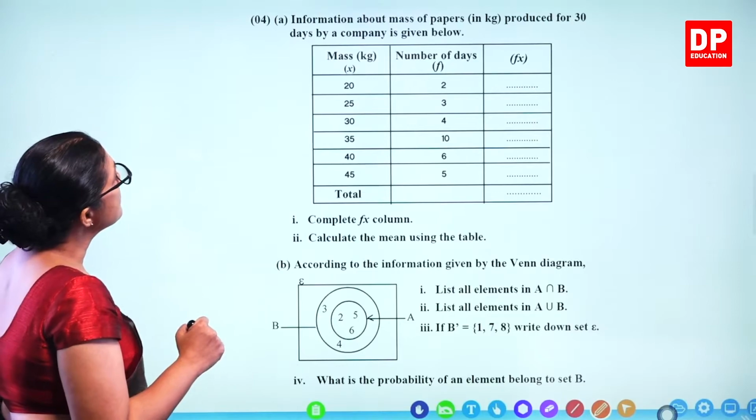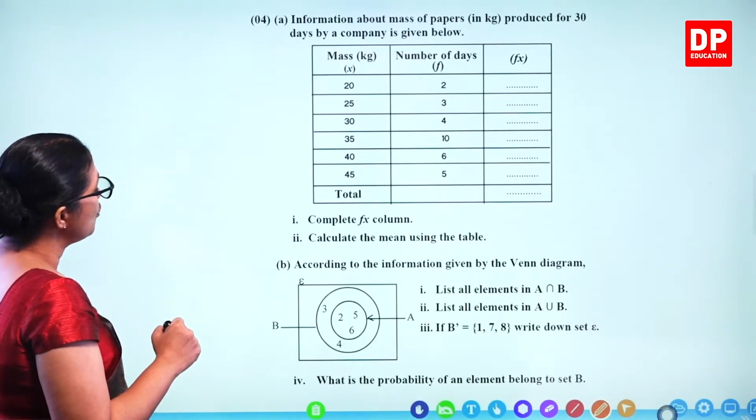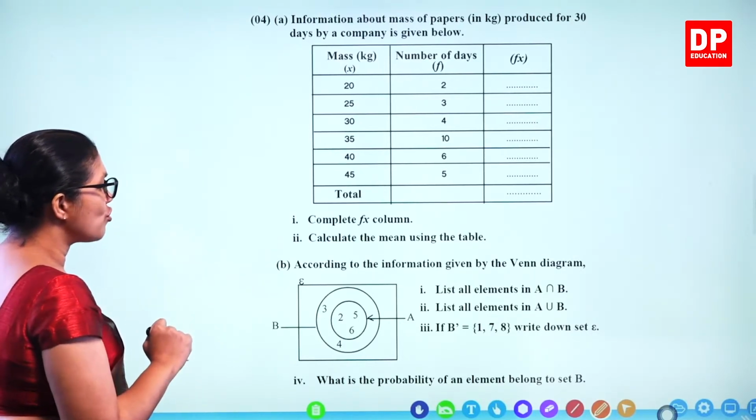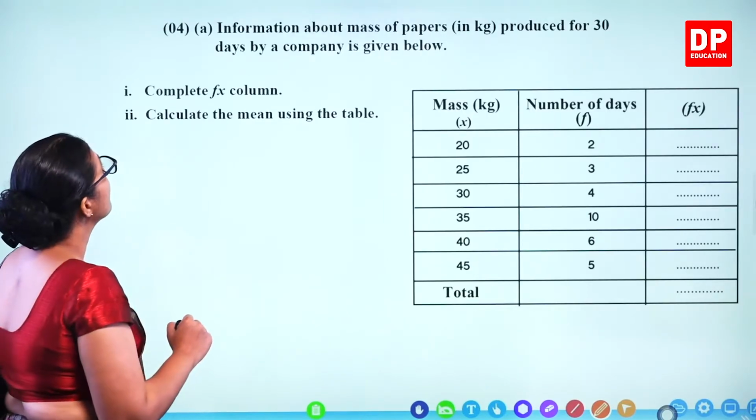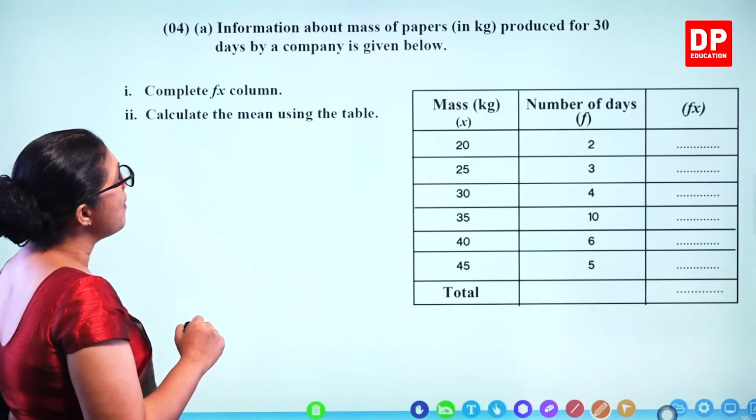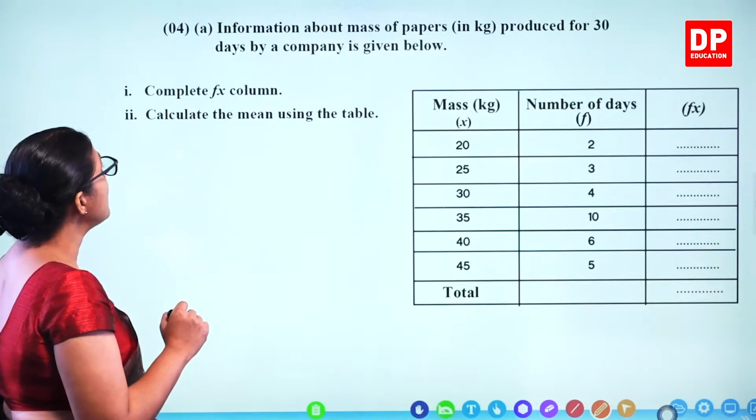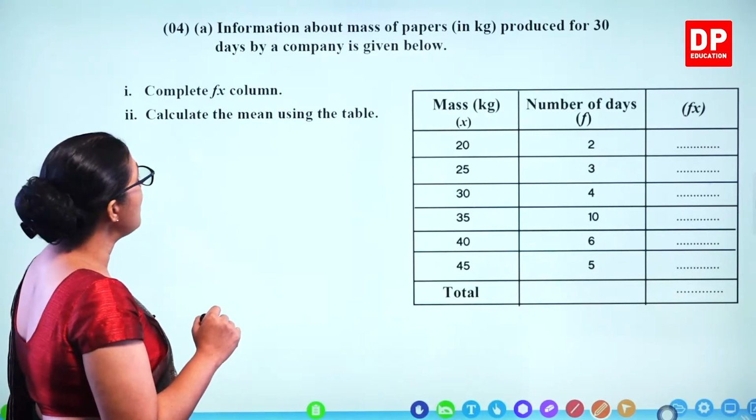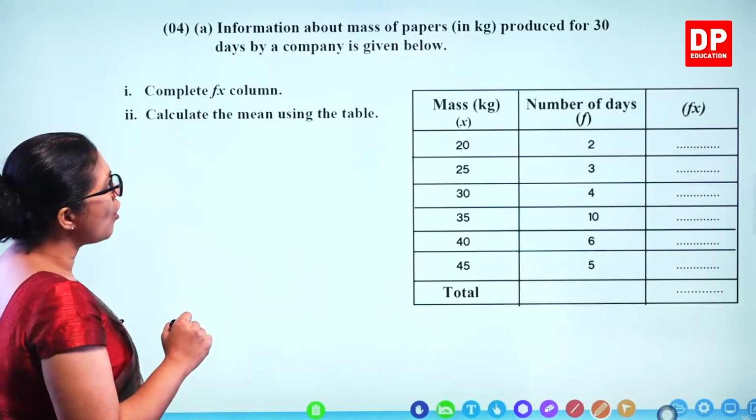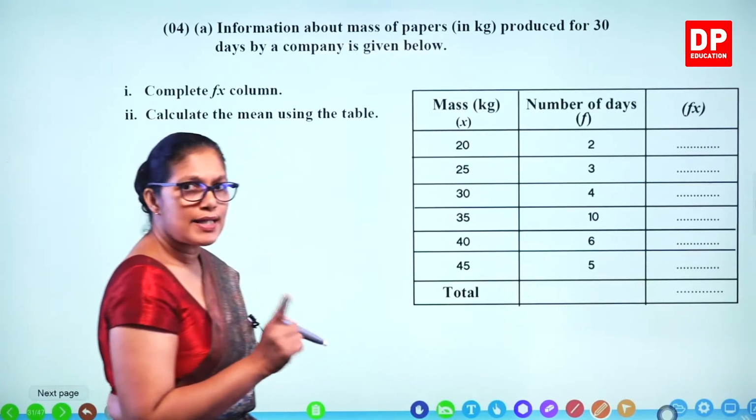Question number 4, that's a statistics question. So you get 2 parts. Venn diagram is also there. Information about mass of papers in kilograms produced for 30 days by a company is given below. Complete FX column. So just to multiply.